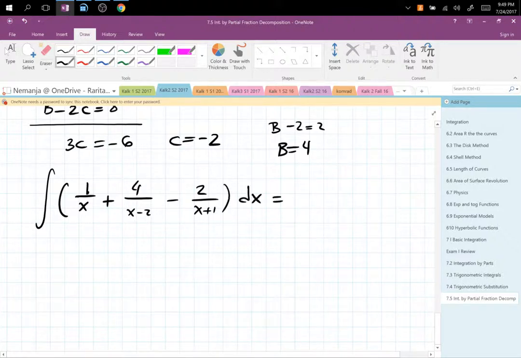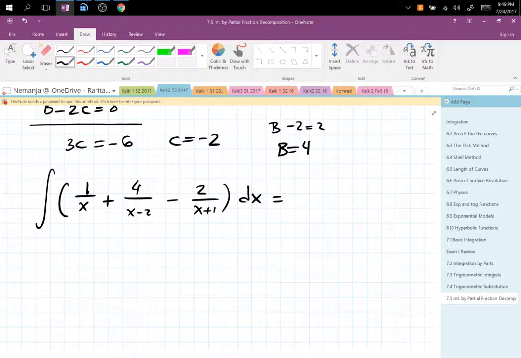You know when I weep every time? When you do everything correct up to this point, and then you put A, B, C in the wrong spots. See, the 4 is B, and B is over x minus 2. They all have to line up, because if you swap them, the whole thing is wrong.